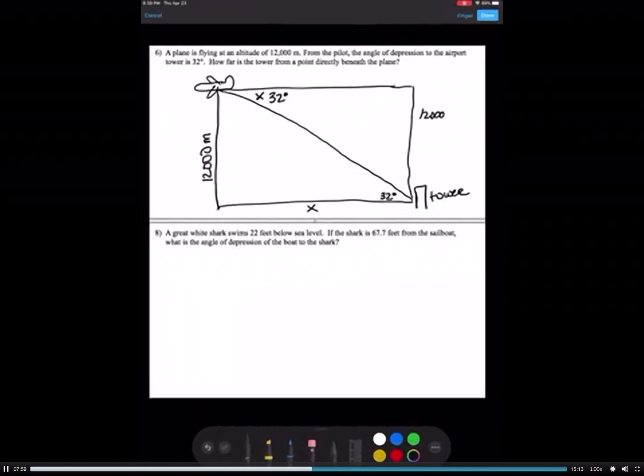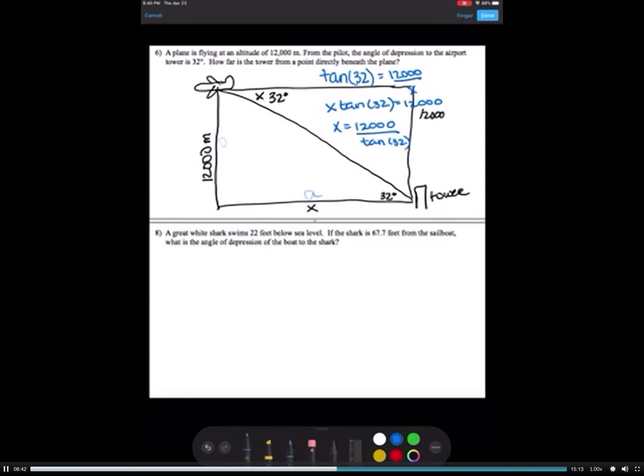So this is the side I'm looking for. So again, as I label my sides, I've got O and A. O and A is going to be tangent. So tangent of 32 equals 12,000 over x. That means x times tangent of 32 equals 12,000. That means x equals 12,000 divided by tangent of 32. And you're just going to enter that into your calculator.